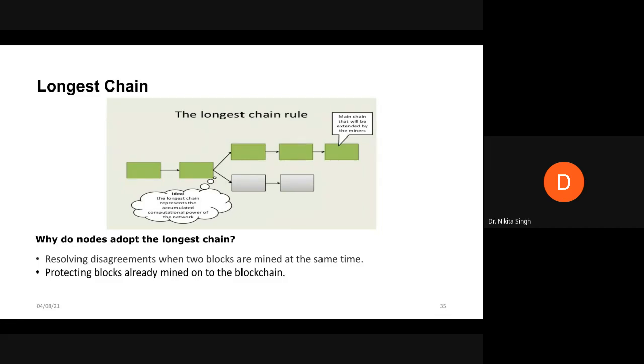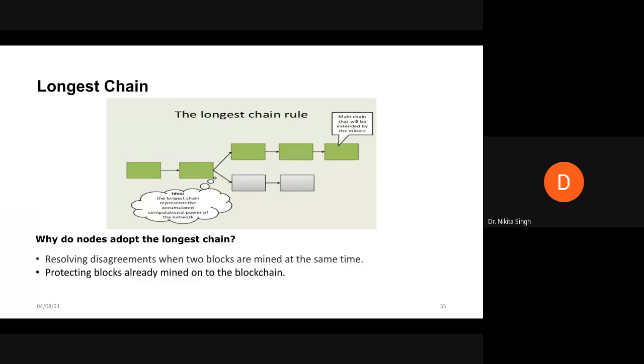So what will happen if we get two blocks at the same time? Now we will allow both the blocks to be added to the blockchain. And whenever there arises a situation when two miners get blocks at the same time, then mostly forking will occur in the system.